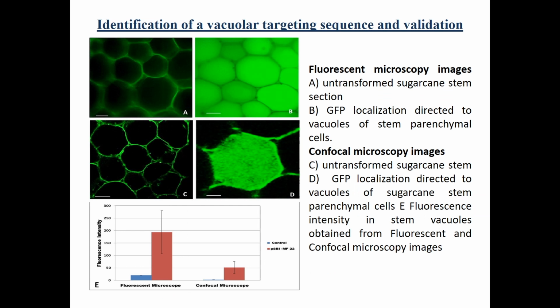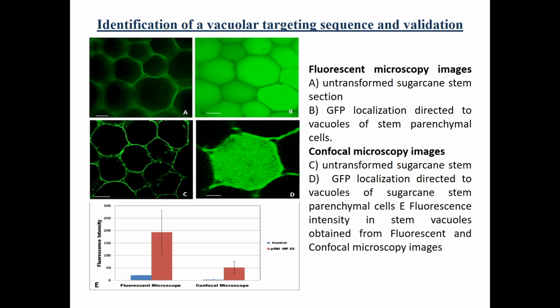And then identification of a vacuolar targeting sequence and validation. With the basic idea of targeting the protein to the vacuole, we started looking for a targeting sequence or signal peptide, so that we can attach this signal peptide to a gene of interest, and then the gene of interest will be expressed in the vacuole. That was the idea. Based on our hypothesis, we identified a signal peptide of 78 nucleotides in size, and then we made different deletions of these 78 nucleotides.